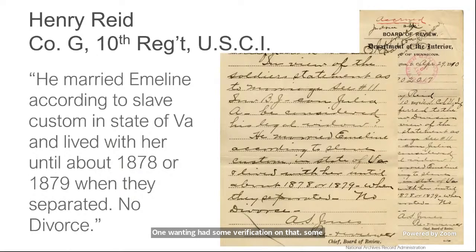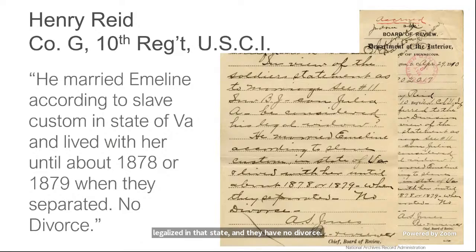He, meaning Henry, married Emmeline according to slave custom in the state of Virginia and lived with her until 1878 or 1879 when they separated. No divorce. So they're contesting that Julia's marriage to Henry might not be legal if he was previously married according to the slave law of Virginia, which they legalized in that state, and they had no divorce.